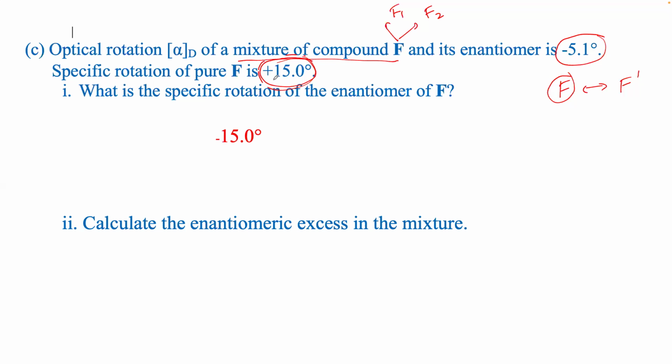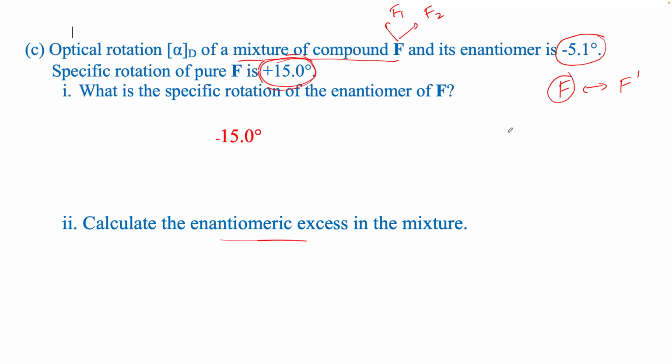But here's a trick. They are asking for the enantiomeric excess. We know that the enantiomer in this mixture has a negative rotation. That means we have the negative isomer in excess. Do you understand that? Is it clear? Students? No, sir. So, see, calculate the enantiomeric excess.